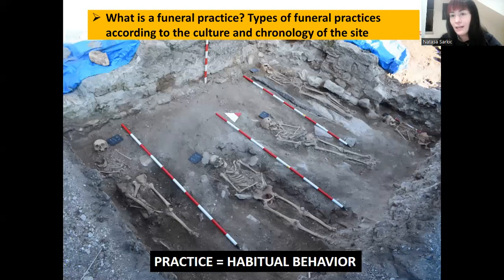So here we have this example of practice, this habitual behavior. We have all the individuals inside one population, a medieval church, in the same position. All of them have the extended legs, all of them have the hands on the chest or abdominal area, and everything is the same. So this would be an example of practice, because it's repeating all the time inside the same religion in this case, or in the same population.